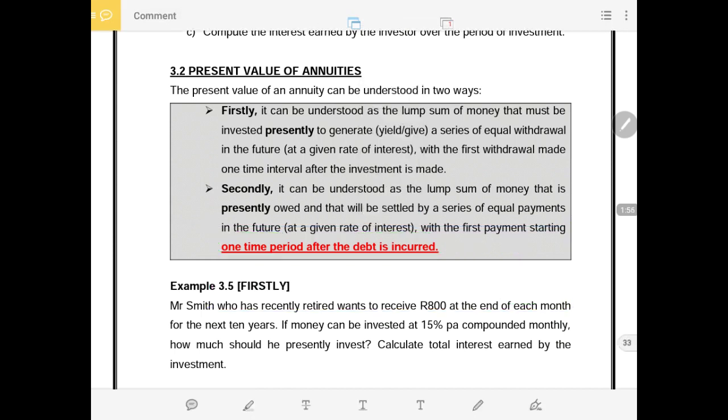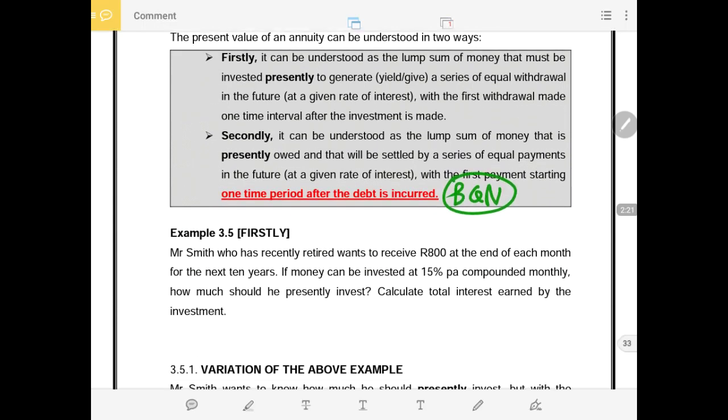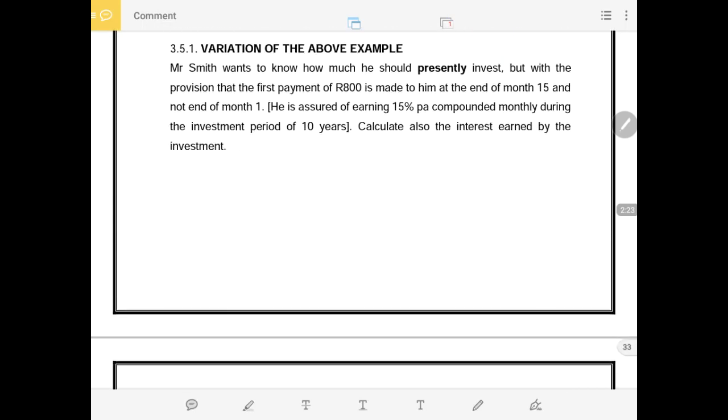We borrow money at the beginning of this month or the middle of the month, and at the end of the month, which is the same time period, we're making a repayment. That means it's not one time period after the debt is incurred, meaning it's in the same period or the same month in which the debt was incurred. So now that means the payment took place at the beginning of the period. That is where now the function BGN will be used.